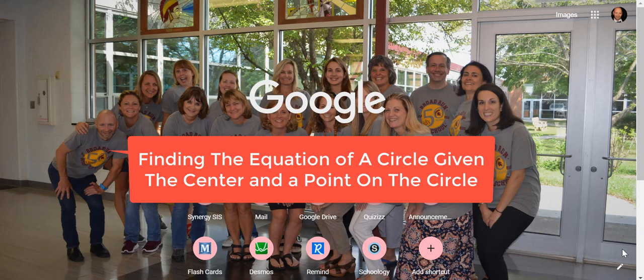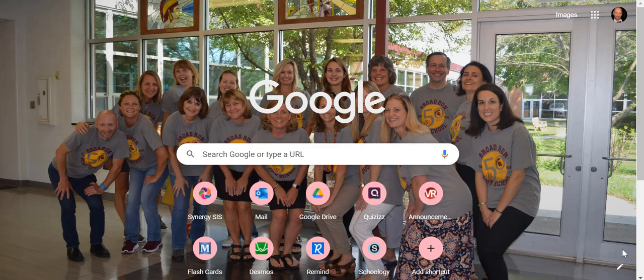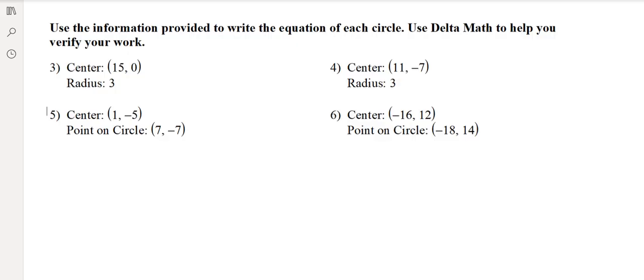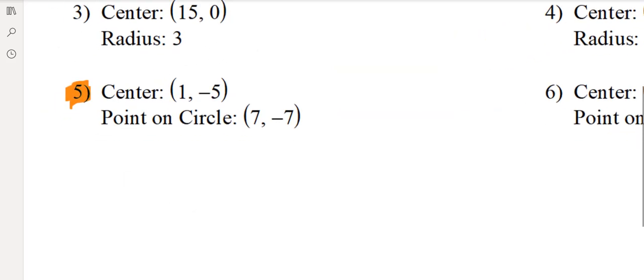And in this video, we're going to take a look at finding the equation of a circle when we're given the following two conditions. One of them will be the center, and the other will be a point that is on the circle. We're going to use Desmos to help us out with that and check ourselves before we wreck ourselves. So let's take a look at example number 5, which provides us with all the information we need for this type of problem.